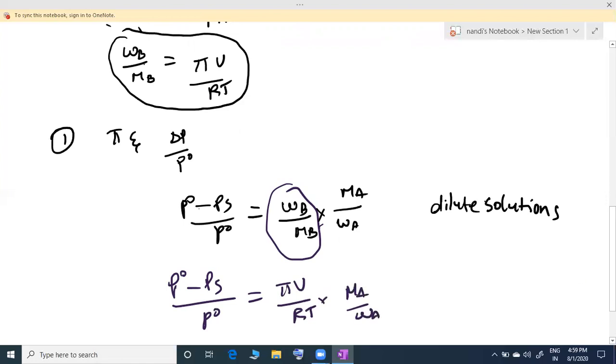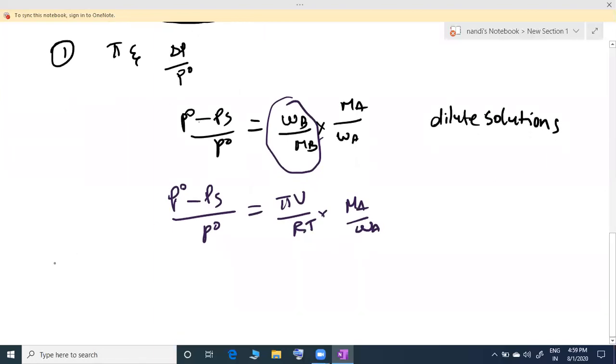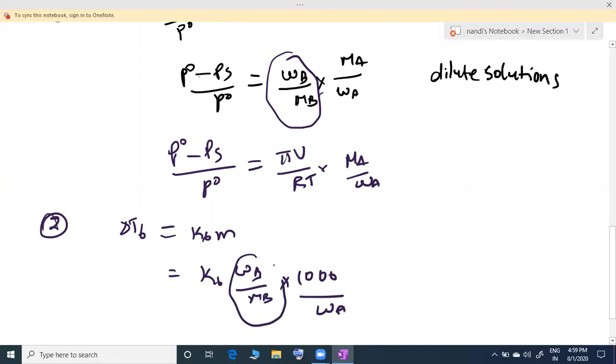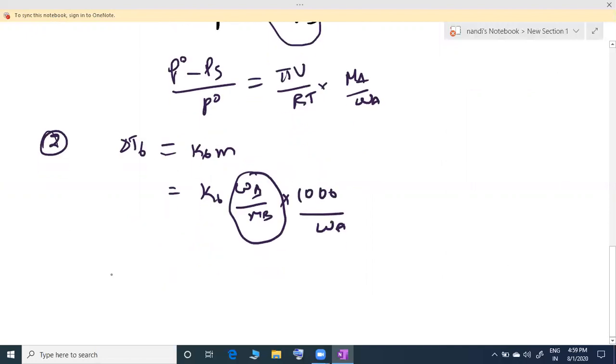We can substitute. Similarly, second one, relationship for delta TB equals KB into m, molality. In place of molality, you can write KB into WB by MB into 1000 by WA. In place of this, you can write again pi V by RT. So delta TB equals KB into pi V by RT into 1000 by WA.